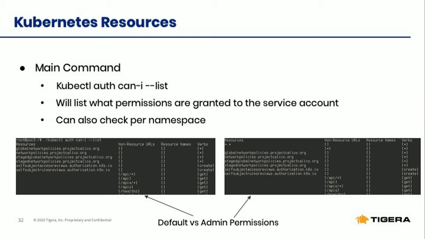So on the picture, you can see that on the left is basically the default permissions, where there's nothing on the service account. And on the right, you can see the wildcard star with the verb star. And this is basically telling you that you can do anything you want on the cluster. And you don't want that to happen.